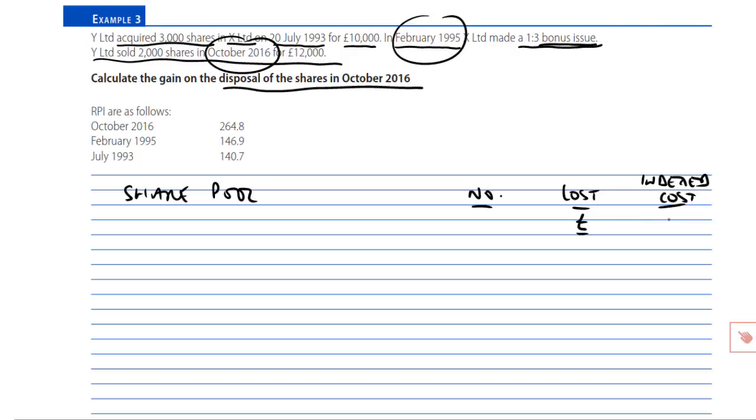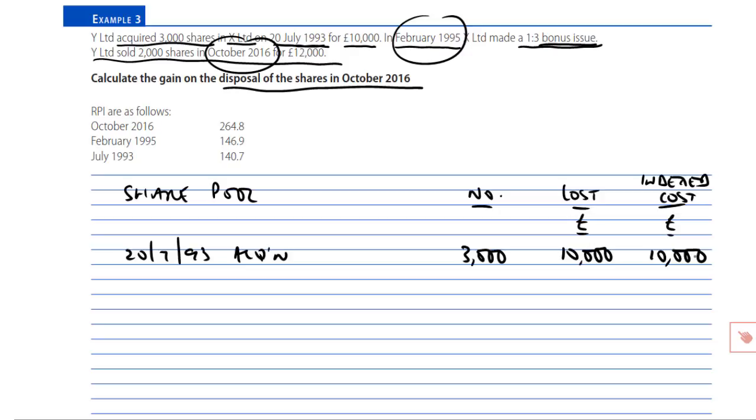So what have we got? 20th of July 93, we have our acquisition. We then purchased, what was it? 3,000 shares, and the 3,000 shares cost £10,000. Stick it in the cost column, stick it in the index cost column. £10,000.